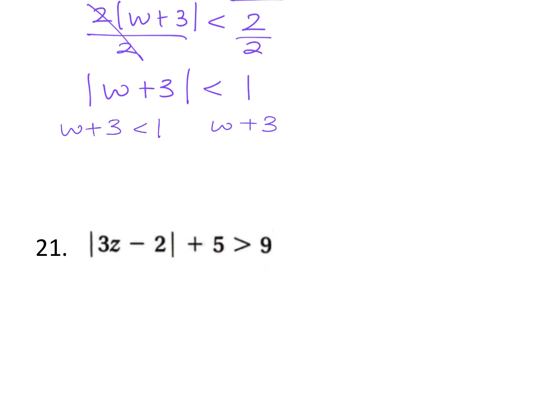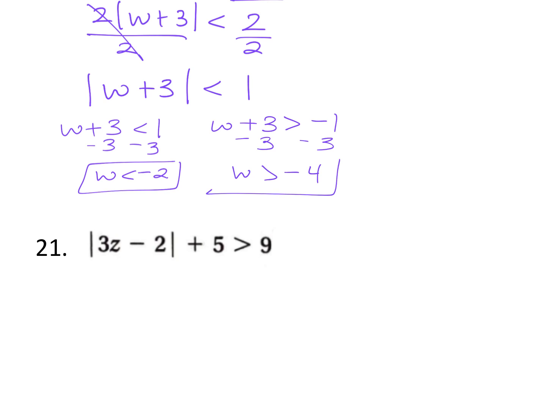And when you write 2 with inequalities, what are the 2 things you have to do? Flip it, and the negative in the place of what was positive, right? So W plus 3, now it's going to be greater than, and it's going to be a negative 1. So take away the 3, W is less than negative 2, and then take away the 3, W is greater than negative 4, and that will be your setup.